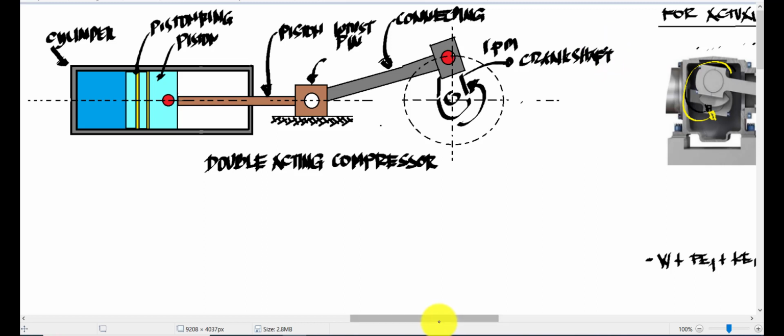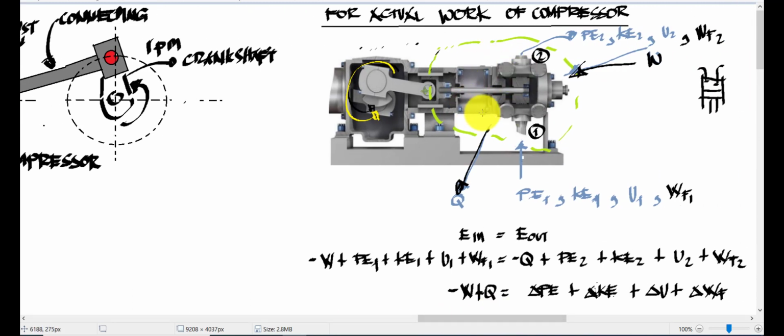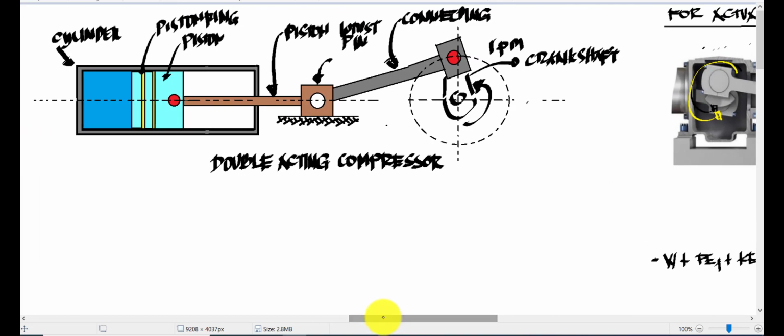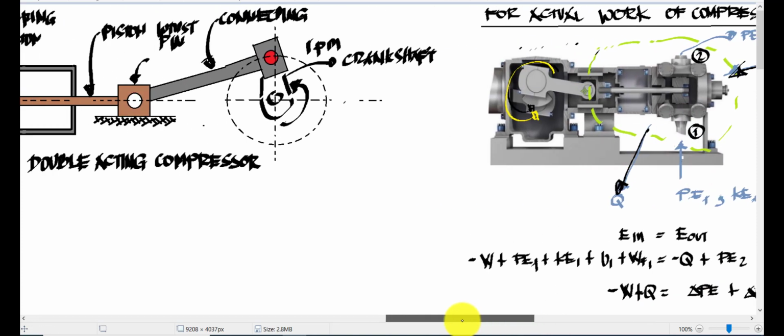So if you're going to look at the industrial type, referring to this one, this is how it looks when we do a cross-sectional view. So this is also a double acting compressor. You will notice here that it is sealed back here, but it is also a double acting type. Now for ease of representation for solving, we do this type of arrangement. But in industrial, it already looks like this.